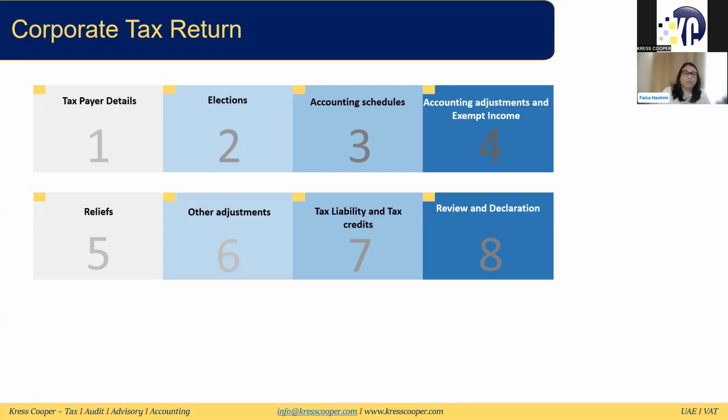And then after that is to review the whole application that the taxable person has filled, and then to make the declaration and submit the return. So essentially there are 7 portions in the return, and then it's the review and declaration. Now in the next slides we will be discussing each of these sections in detail.